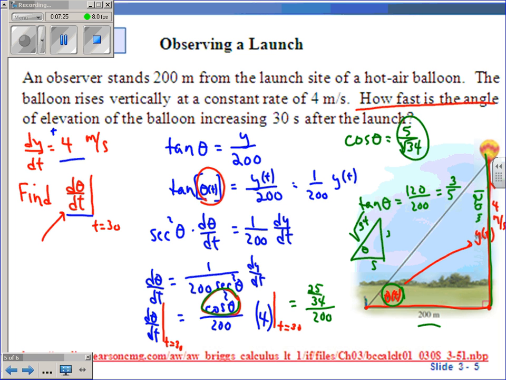The rate of change is 4. And now that comes out to be 0.015 radians per second. Now you could have gone ahead and found the theta and then plugged it in and found it that way also.